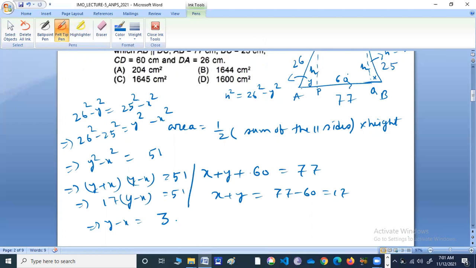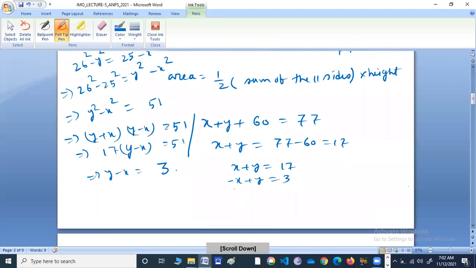Okay. So now we can easily solve them. Let us add y plus x and here x plus y. So x plus y becomes 17 and there we have minus x plus y becomes 3. Okay, we are solving this one, 1 and 2. So 2y is equal to 20, which brings y equal to 10. If y is equal to 10, then x is equal to 7.